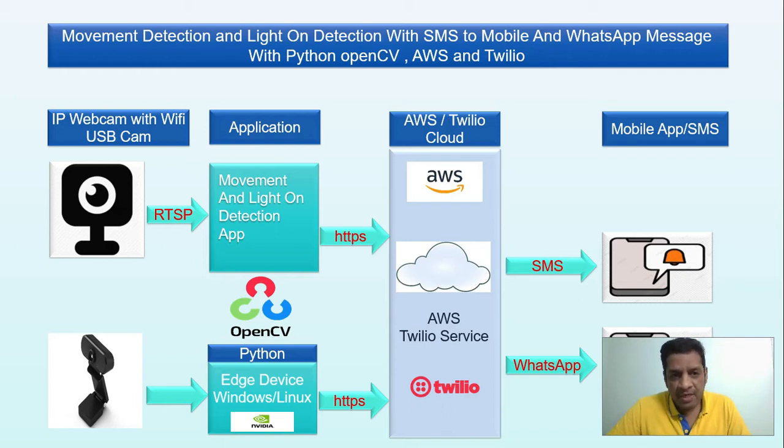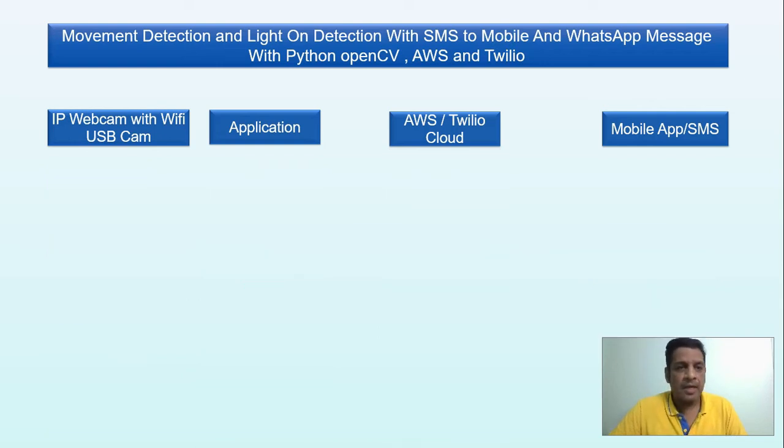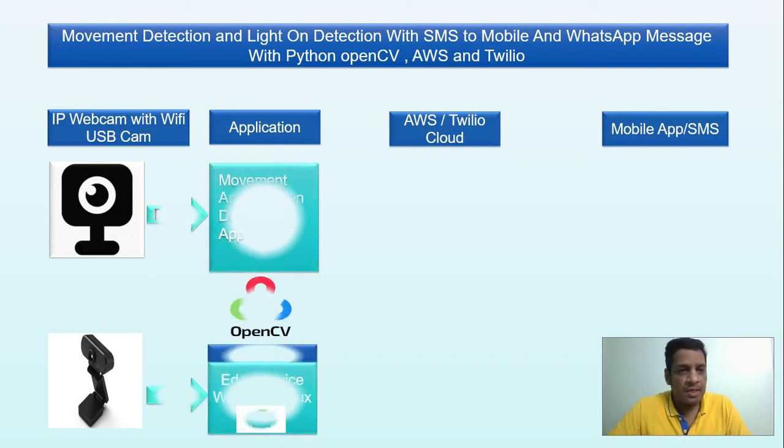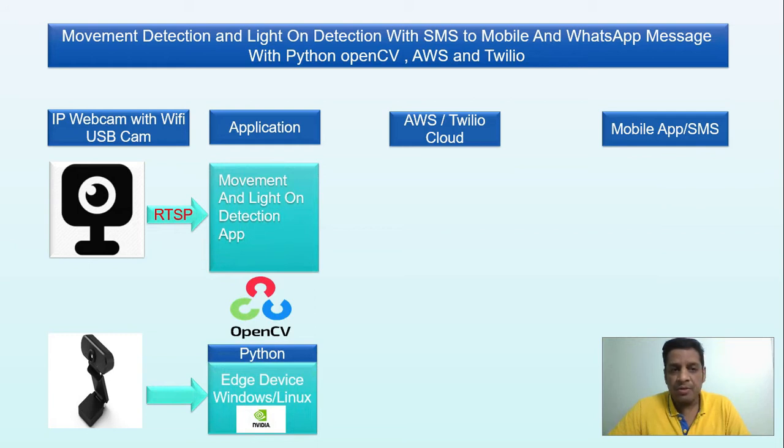So let's first understand the end-to-end flow with the help of this slide. What you see on the left side is an IP webcam or a USB cam, or you can use the integrated camera which comes with the laptop. If you're using an IP webcam, then it will use the real-time streaming protocol, and using it, our Python based application will be able to receive the live video from the camera.